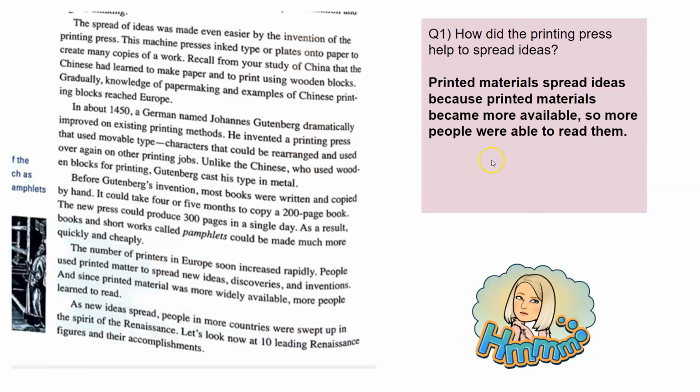All right. Printed materials spread ideas because printed materials were more available. So I found that here. And so more people were able to read them. And if more people are able to read something, it becomes more popular. So think about, it's one of my favorite books, so I'm just going to bring it up again. For example, The Hunger Games. When there were just a couple copies before it was published widely, not a lot of people got to read it. And then it became really popular and more copies were printed and more people began to read and enjoy the book. So this is what we are seeing here. So pause and get that down.